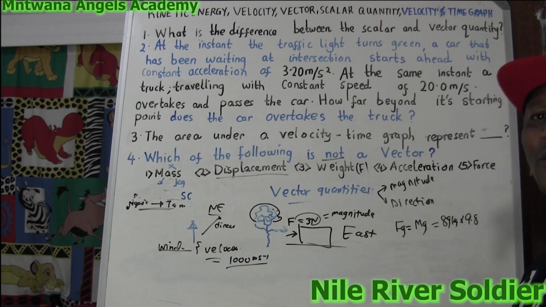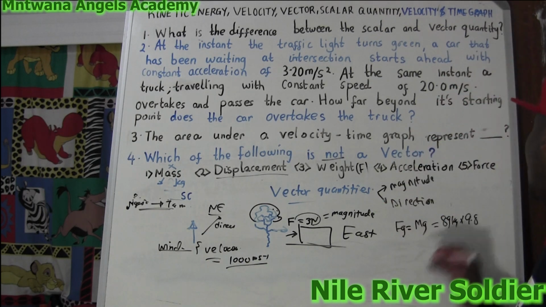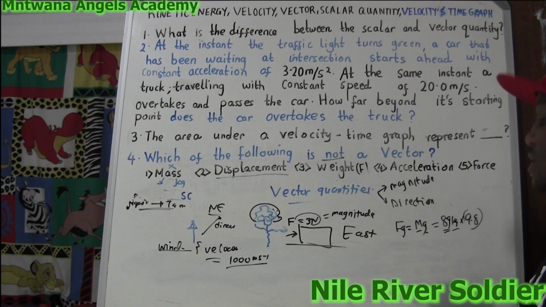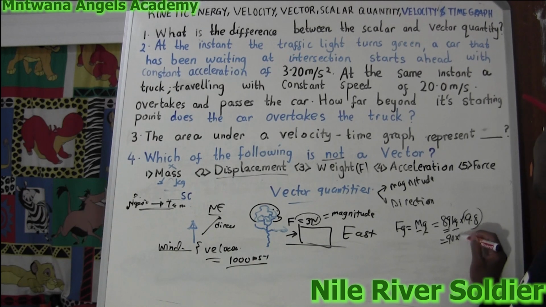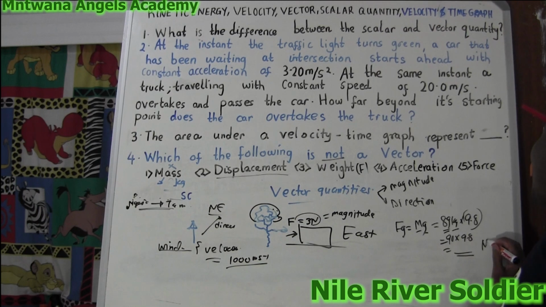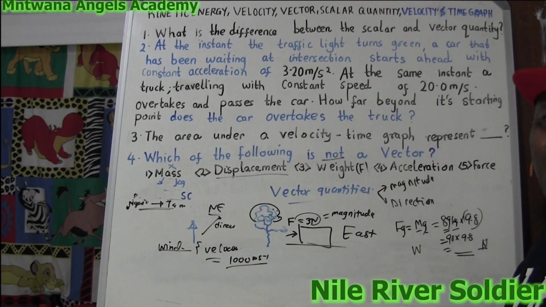Any object exerts a force down to the earth. So I'm going to say 89 mass times gravity, 89 times 9.8. And the gravity is always constant. So let's say 95 times 9.8. When you multiply this, you're going to get something, and this is going to be my force, or you can say my weight. So weight and mass are two different things.